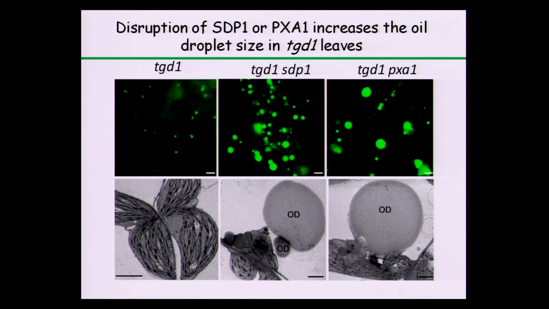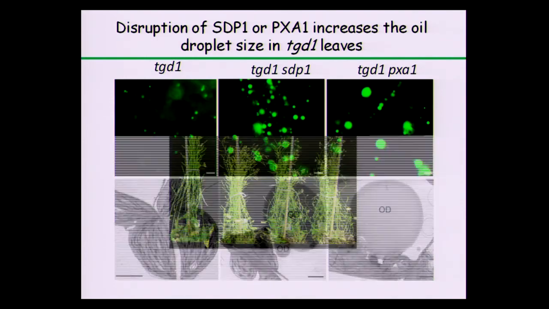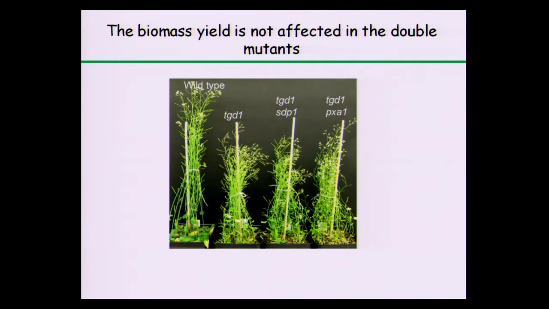So this is how oil droplets look again. When you disrupt, remove, block the TAG turnover, you see a dramatic increase in size and number of oil droplets. These are very big oil droplets. Here is an EM picture, an electron micrograph. The plant's biomass is not significantly affected. Here is TGD1, TGD1 sdp1 double mutant, and TGD1 pxa1 double mutant. The overall height as well as biomass is not very different from TGD1.